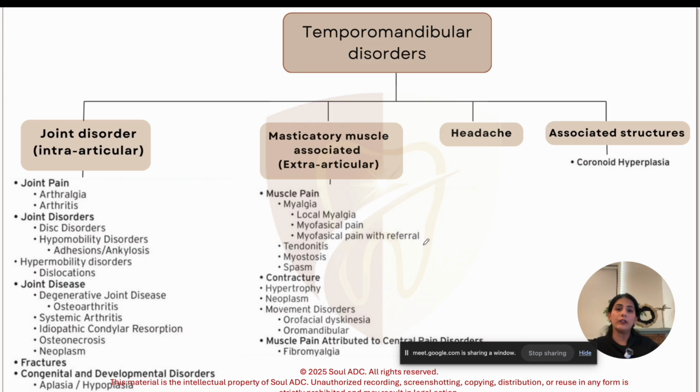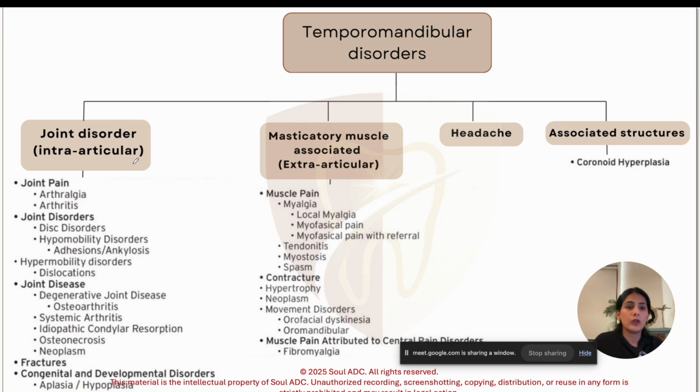Now, when I talk about your temporomandibular disorders, they are categorized into four parameters. So, first is your joint disorder. Whenever we are talking about the joint, we are saying it's an intra-articular disorder. When we talk about your muscles of mastication, we talk about extra-articular disorders. Then we have headaches and associated structures causing problems, like your coronoid hyperplasia. Coronoid hyperplasia is when your coronoid process is getting enlarged, and that is causing problems.